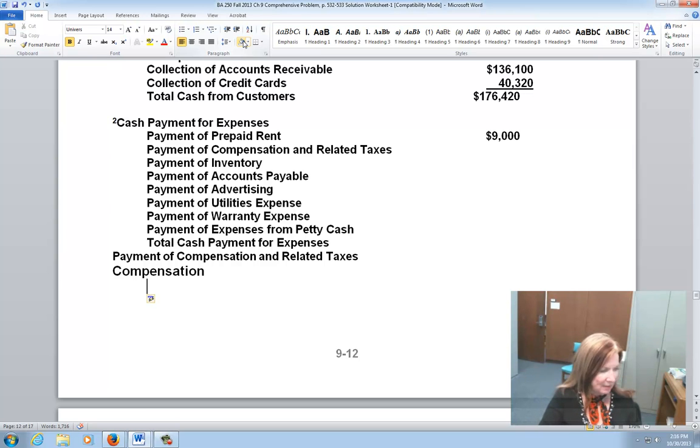It would be salaries expense, and then it would be payroll tax expense.